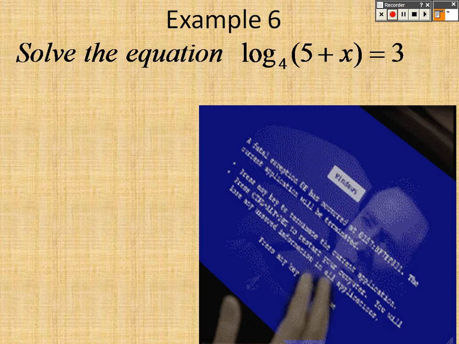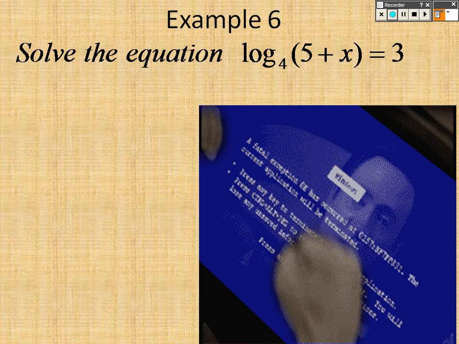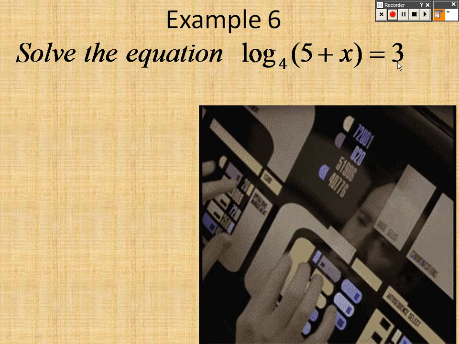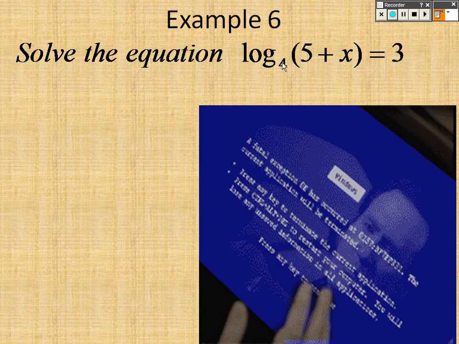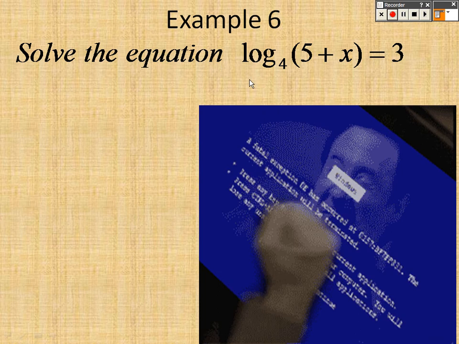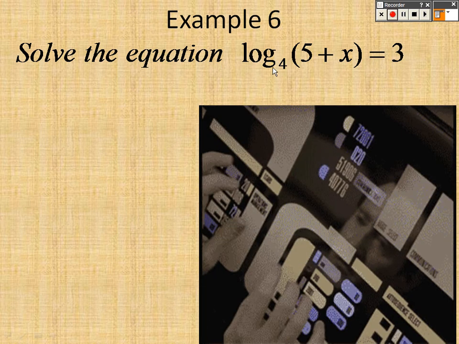Example 6. Solve this one. Okay, this is where you have to know how to rewrite this stuff in exponential form. You're given a log. I need to rewrite this in exponential form. So I see that the base here is 4. So to get rid of this log, I'm basically going to put a giant 4 down here and down here to get the log 4 to cancel out.